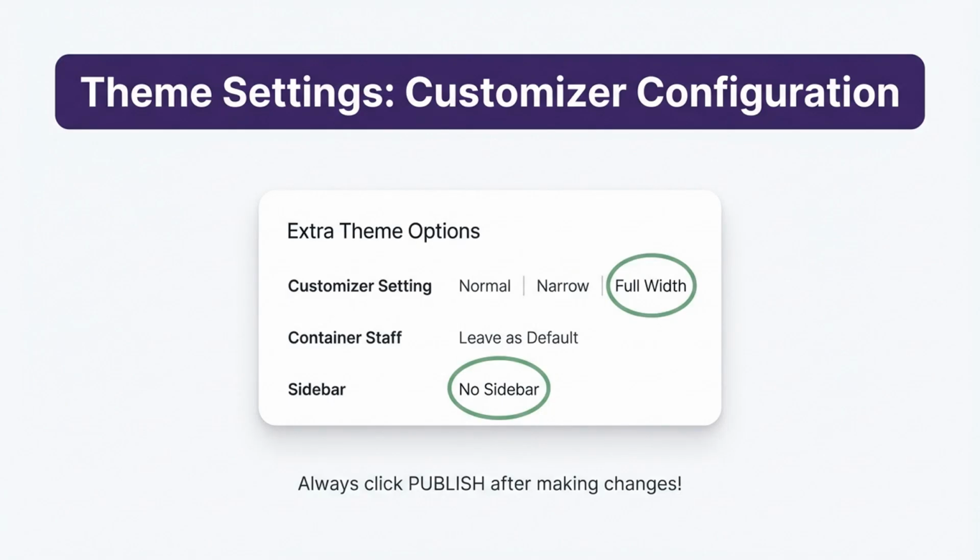Beyond the page settings, there's also the theme's own settings panel, in this case, the extra theme options. Inside the customizer setting, you'll find 3 layout choices: normal, narrow, and full width. Just like with the page layout, select full width here as well. This ensures your design stretches properly across the screen.